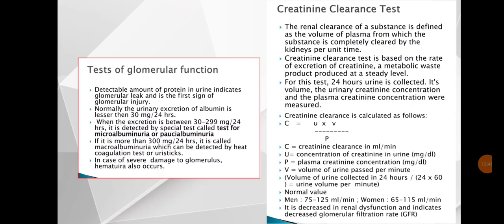Normally the rate of excretion of creatinine, which is also a metabolic waste, is measured. In 24 hours, the urinary concentration and plasma creatinine concentration need to be measured. That way we can know whether our urine contains creatinine pigments above the normal level. Normally it should be 75 to 125 ml per minute; in women it is 65 to 115 ml. When renal function decreases, this indicates a reduced glomerular filtration rate.